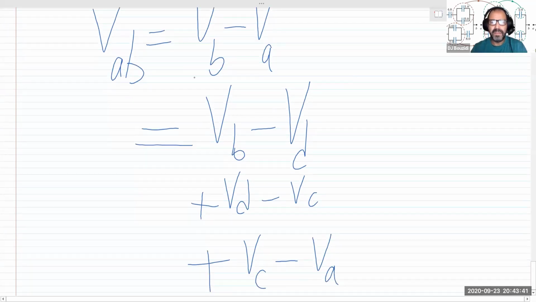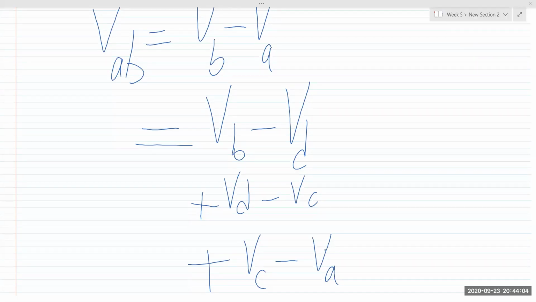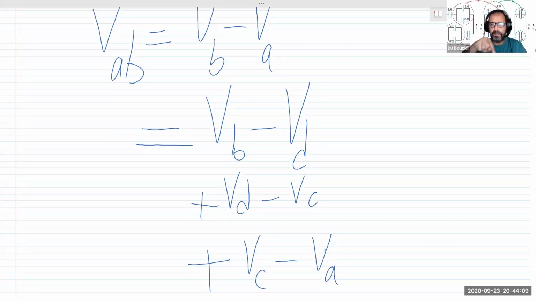VAB, I'm saying it's VB minus VA. That's correct. That's what the difference in potential between A and B is. It's the difference in potential between B and D plus the difference in potential between D and C plus the difference in potential between C and A. Do you remember this question from last time, from Monday? Yes, that is the same thing, except earlier on Monday we only had one middle point between the two. Now I actually have two middle points, which are C and D, okay?